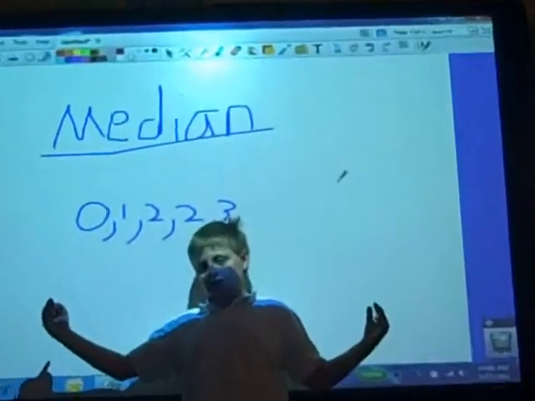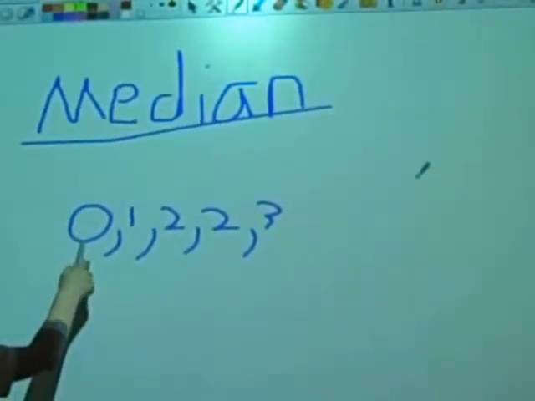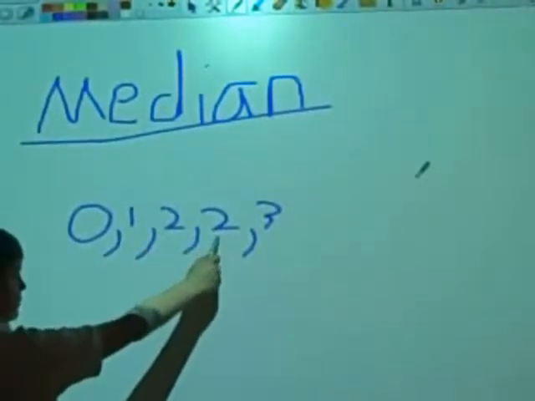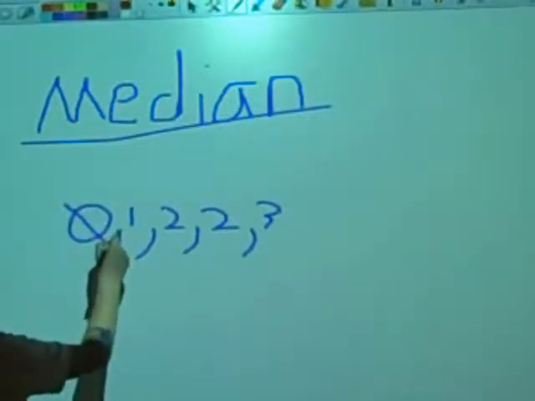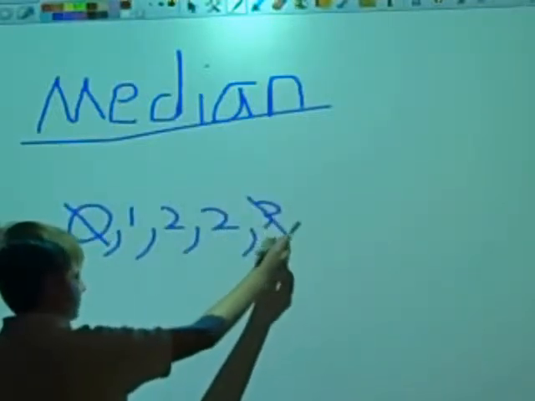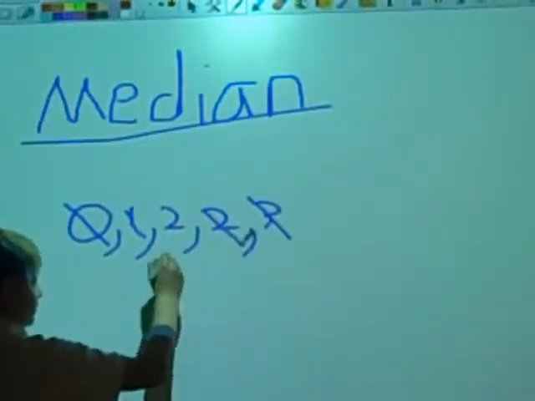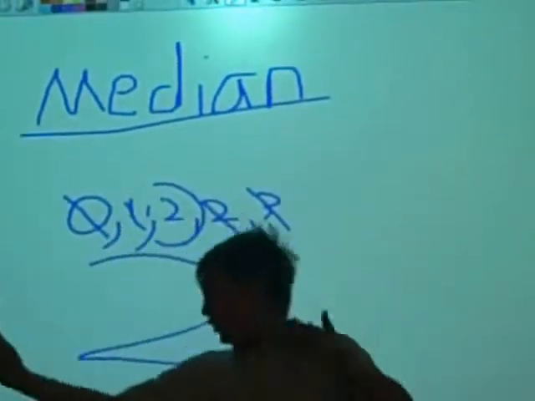How do we get the median? First, you list all the numbers from lowest to highest. So 0, 1, 2, 2, and 3. Now you cross off the lowest, and then the highest. And then you cross off the second lowest, and then the second highest. And then you circle the one in the middle. And the median is 2.